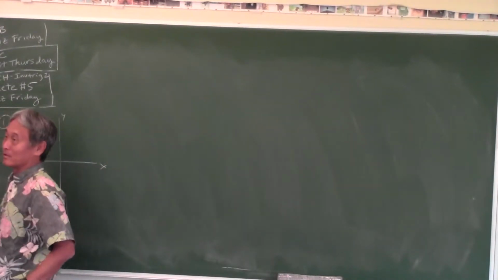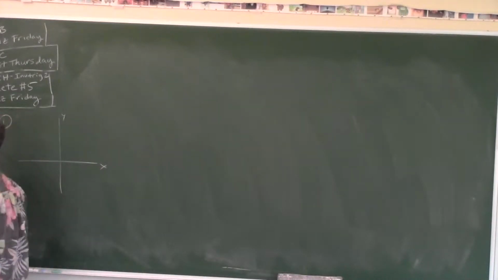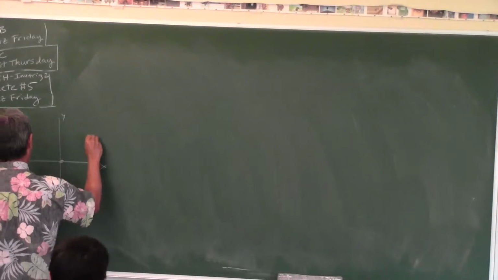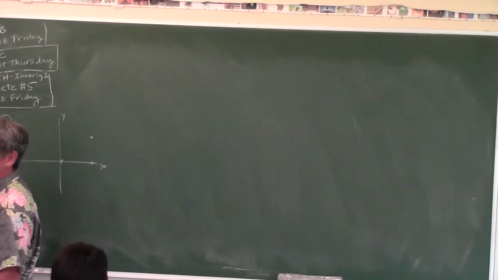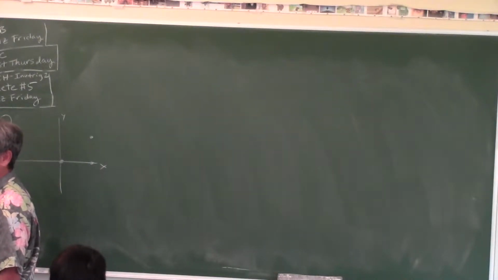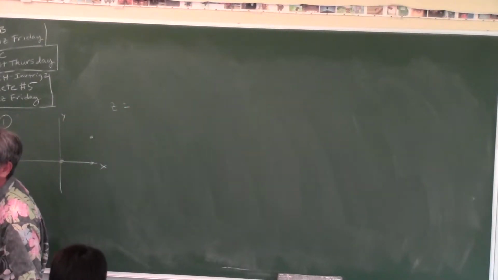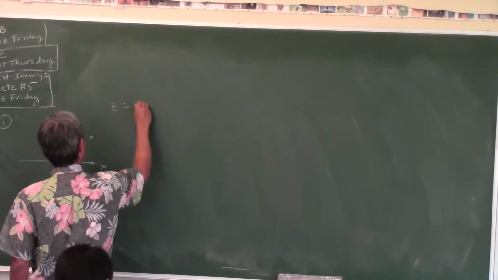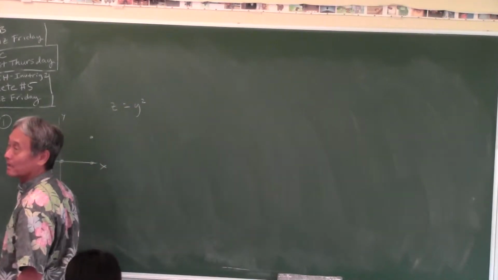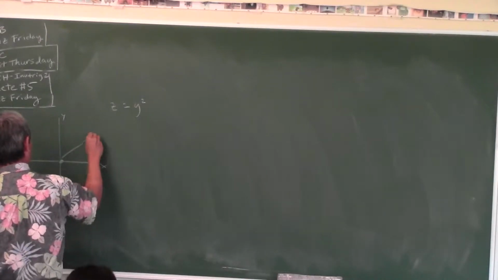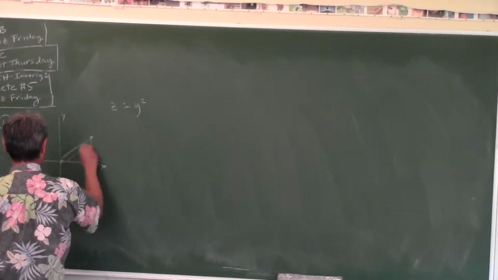Okay, number 1 came out to a good integral. That's the kind I like. Find the surface area of the part of the parabolic cylinder z equals y squared that lies over the triangle with vertices (0,0), (1,0), and (1,1). So this is the part that's over the xy plane, this region right here.